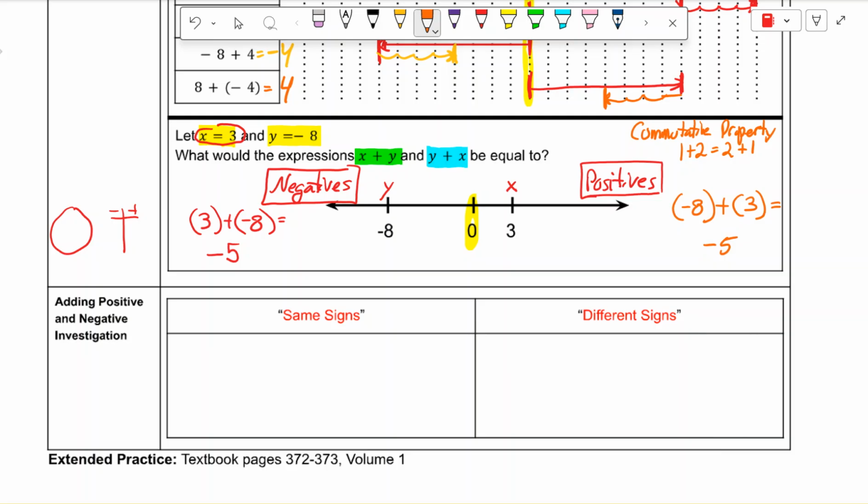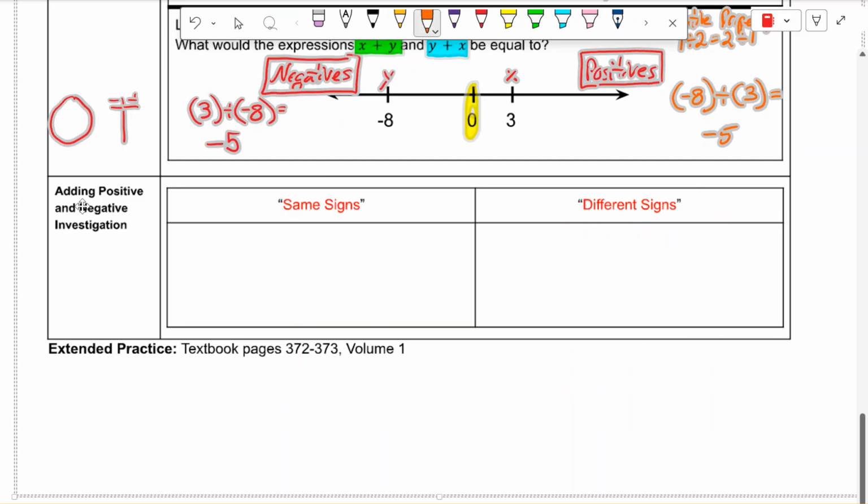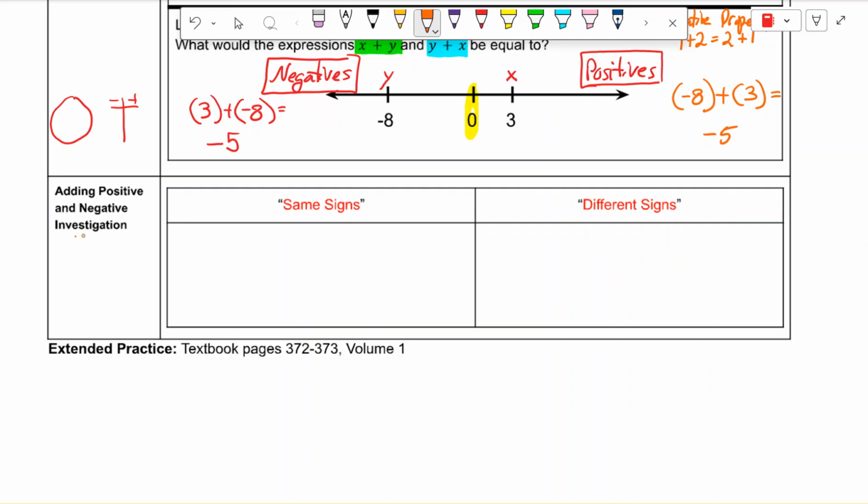All right, let's take a look at our last part of the lesson before you get on to your Delta Math adding positive and negative investigation. Okay, so same signs. What does that mean? Well, that means you're either adding positives plus positives, positive signs plus positive signs, or it might mean negative signs plus negative signs. Those are same signs situations. When we add positives plus positives, we always get positives. And when we add negatives plus negatives, we always get negatives.